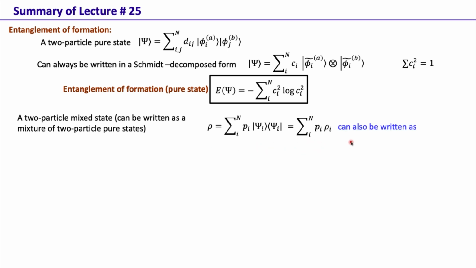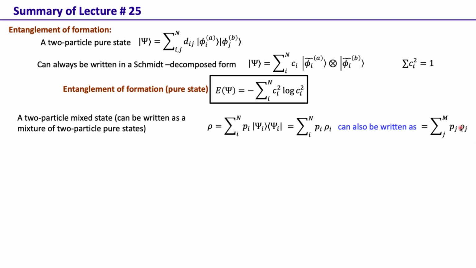But a two-particle mixed state can be written as a mixture of pure states in several other ways. For example, if we don't put any restriction on how many terms there can be in this summation. Here, the maximum number of terms in this summation is equal to the dimensionality. But when m can even be larger than n, when there is no such restriction, there can be several ways in which a two-particle mixed state can be written as a mixture of two-particle pure states.